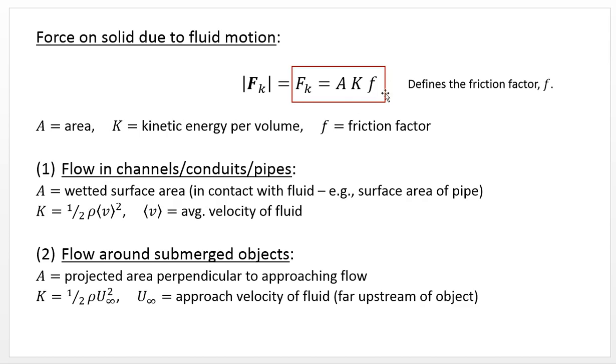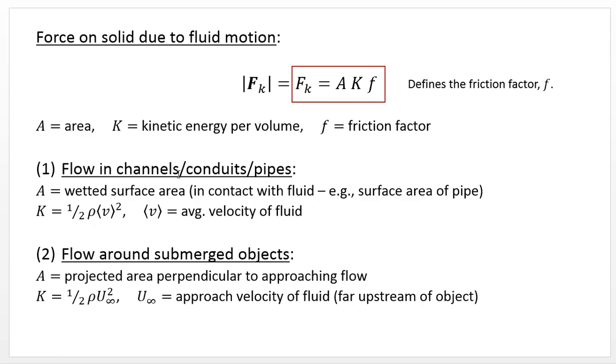So this equation here defines the friction factor. The force the flowing fluid exerts on the solid is equal to the representative area multiplied by the kinetic energy per volume multiplied by the friction factor. And so this is how f is defined for any type of fluid flow, internal or external.